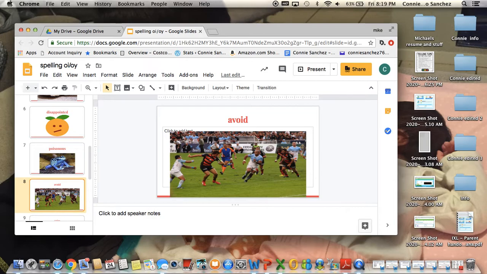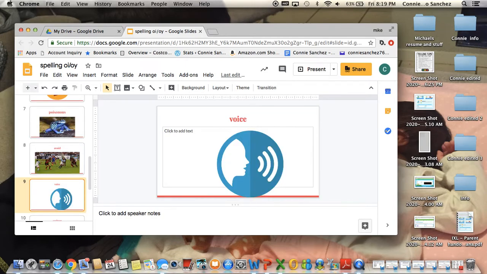Avoid. It's in the middle. You can hear the sounds in the beginning and then in the end, and that's why it's an OI. Voice. You hear the V in the beginning and then the S at the end. And you guys remember the rule where if the C makes the S sound, it's because it's followed by an E, an I, or a Y. So in voice, you can see that the C is followed by an E, and that's why it makes the S sound.